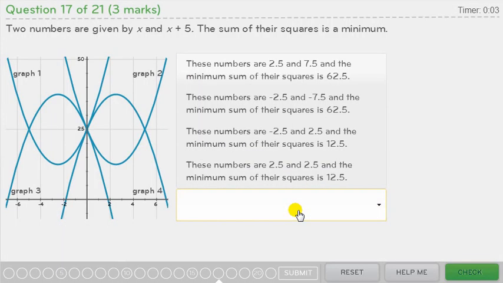And which statement is true? Well, when x is negative 2.5, I need to be able to add 5 more, so that gets me to positive 2.5. So our two numbers are 2.5 and negative 2.5, with a minimum value of 12.5.